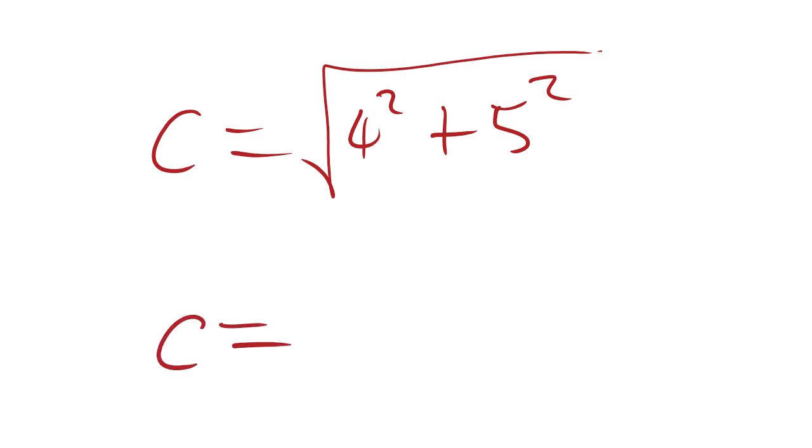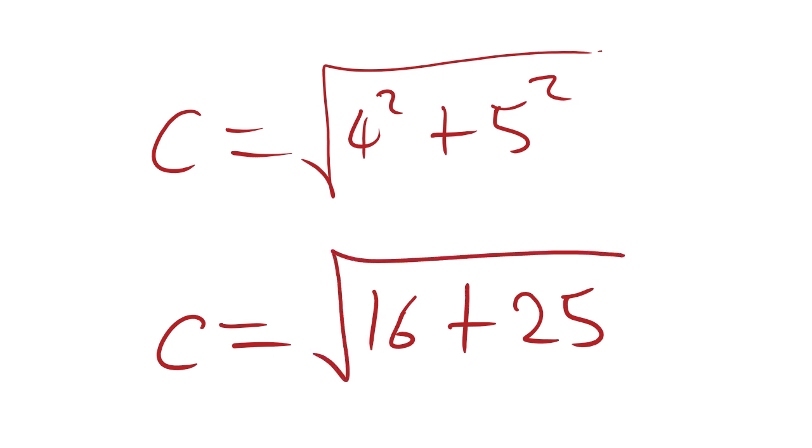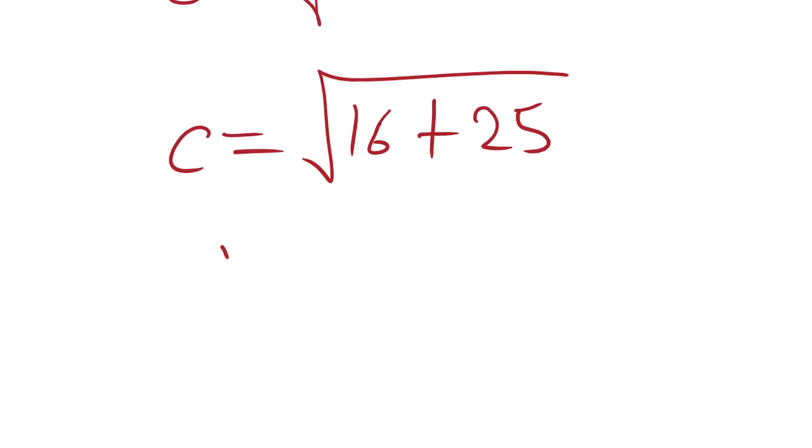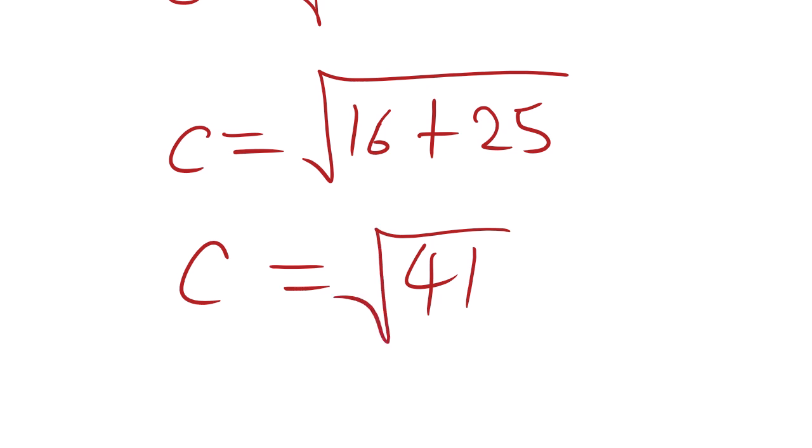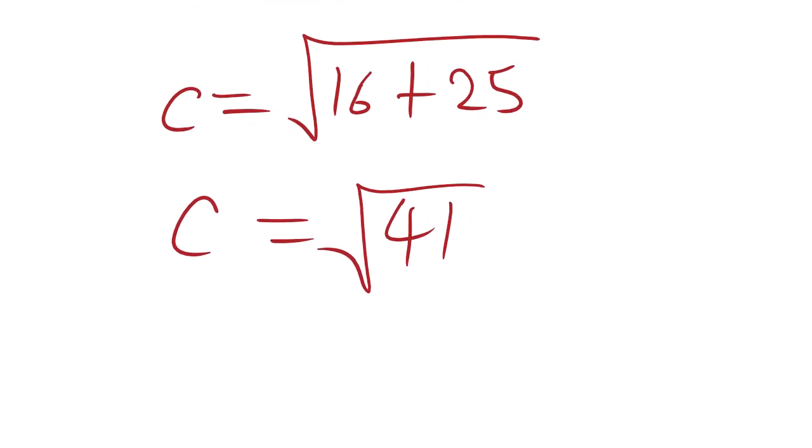So 4 squared, that is 4 times 4, is 16. Then plus 5 times 5 is 25. So you have this in bracket. Then 16 plus 25 is equal to, with the help of a calculator, 11 plus 30, which is equal to 41. So this root of 41 is your final answer.